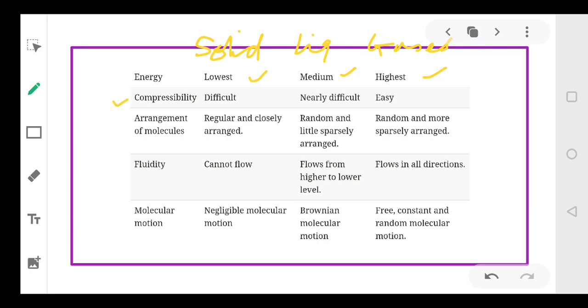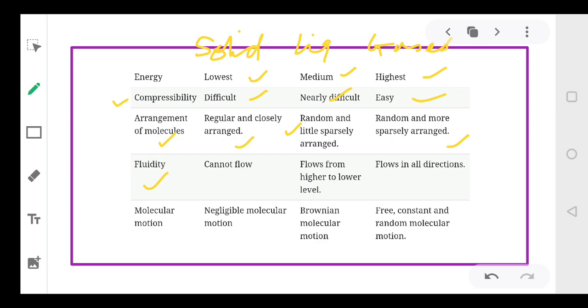Compressibility. Solids cannot be compressed. Right? Solids cannot be compressed. Only one example is there, that is your sponge. It can be compressed. Right? Sponge can be compressed. Liquids are nearly difficult to compress, but yes, gases can be compressed very, very easily. Okay. Arrangement of molecules. The arrangement of molecules in solids is regular and they are closely arranged. In liquids they are random, and in gases they are random and more sparsely arranged.